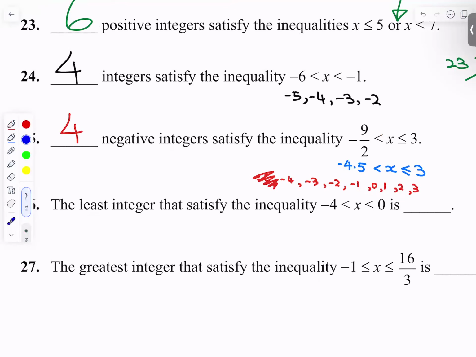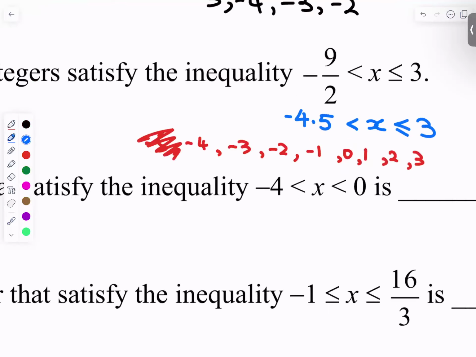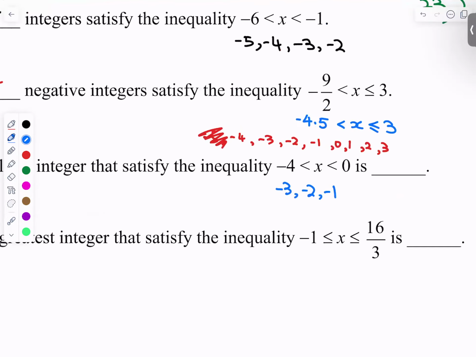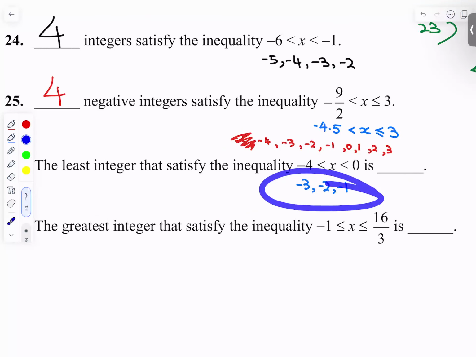Also for question 26, can you tell me what are the numbers satisfying there? -3. Can we have -4? No. How about 0? Also no, because no equal sign. So only 3 numbers. Between these 3 numbers, can you tell me the least, the smallest? The smallest will be -3. -1 is bigger than -3, by the way.